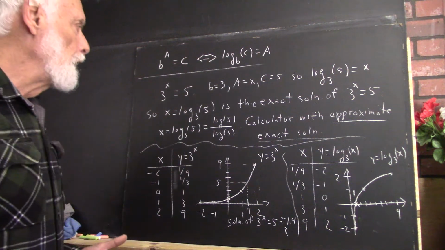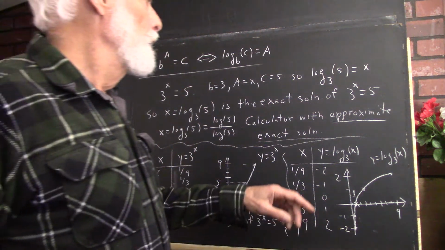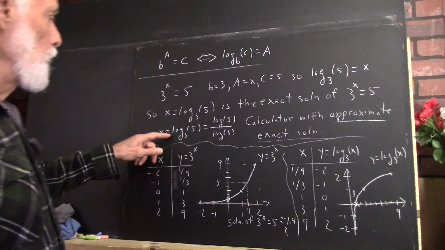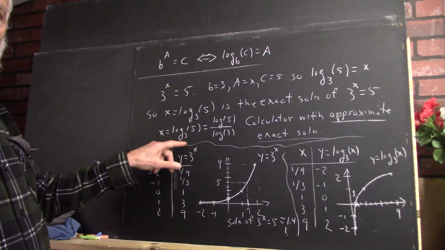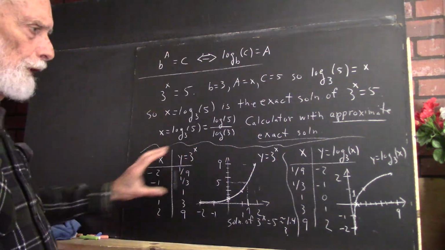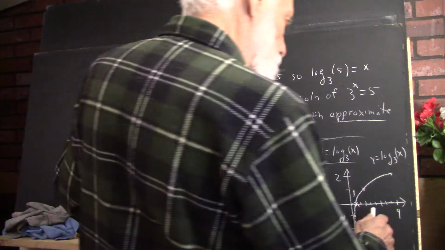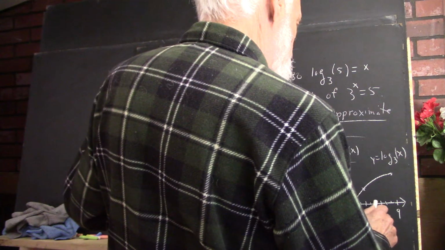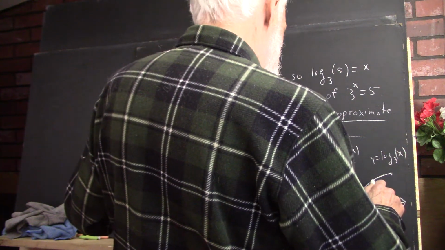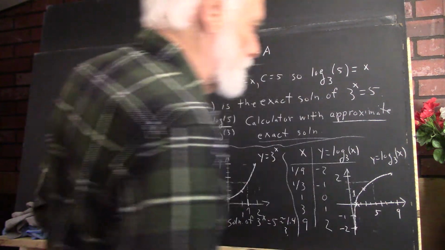So if we want to now solve 3 to the x equals 5, we see that the exact solution is going to be log base 3 of 5. x will equal log base 3 of 5 by this rule. But we can see the connection between this rule and these graphs, because log base 3 of 5 means that we come over to 5, 1, 2, 3, 4, 5, and we come up here and over here.